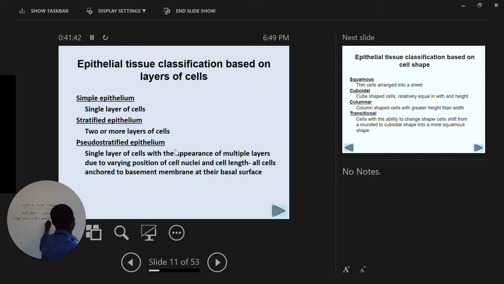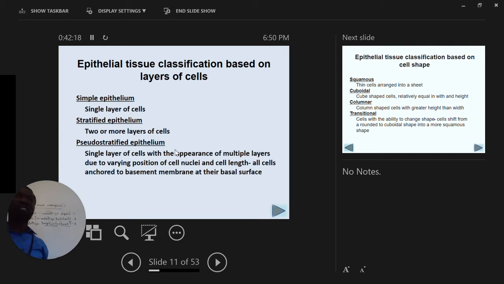What does that mean? English word: pseudo and stratified. What's the meaning of pseudo? False. So what does that imply? Thank you. False layered. False layered means that it has a layered appearance, but it is not layered. Does that make sense? It has an appearance of a stratified epithelium, but it's actually a single layer.